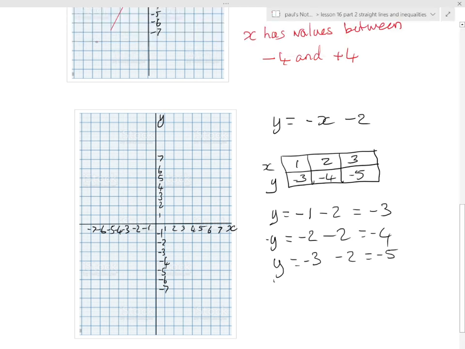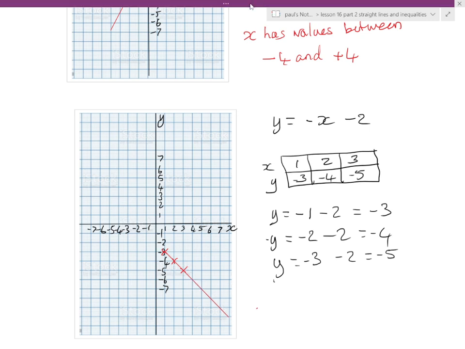So let's have a look. 1, minus 3 is there. 2, minus 4 is there. And 3, minus 5 is down there. Oh, so now this line is going the other way. I won't leave the line too long.